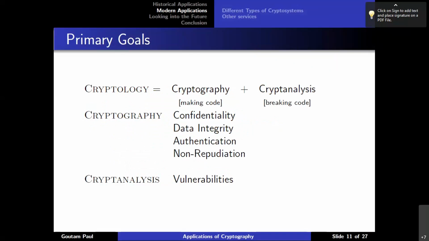Okay, so cryptography, there are 4 primary goals. Okay, the first goal is confidentiality, the second goal is data integrity, the third goal is authentication, and the fourth goal is non-repudiation. So briefly I will mention here what they mean.